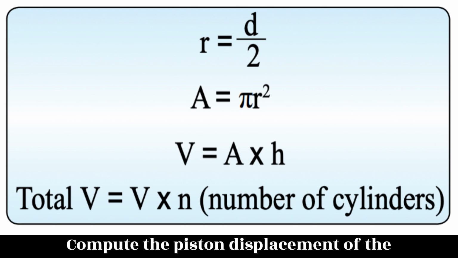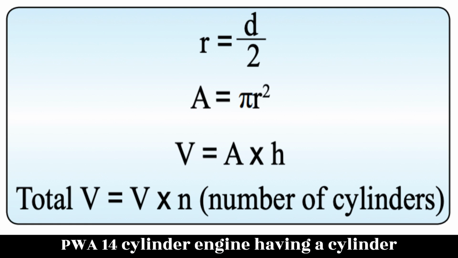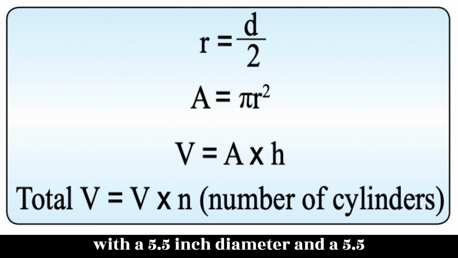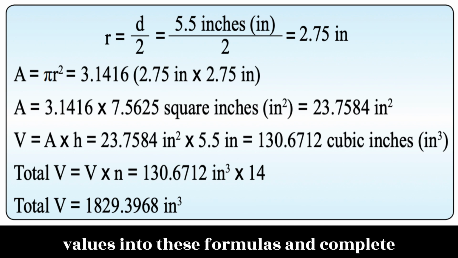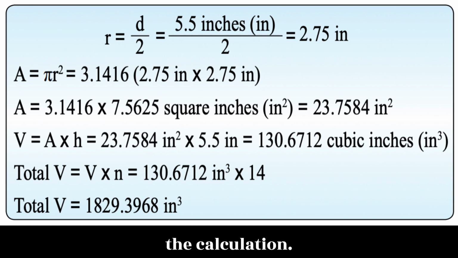Compute the piston displacement of the PWA 14-cylinder engine having a cylinder with a 5.5-inch diameter and a 5.5-inch stroke. Formulas required are: r equals d divided by 2. A equals pi times r². V equals A times h. Total V equals V times n, the number of cylinders. Substitute values into these formulas and complete the calculation.